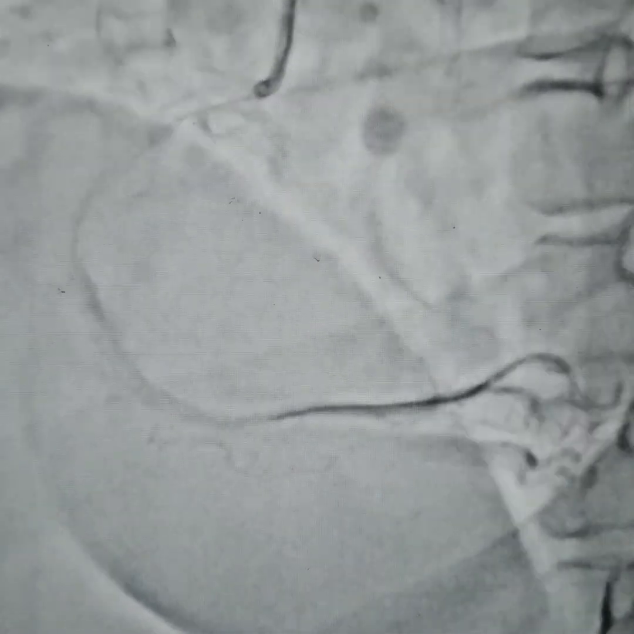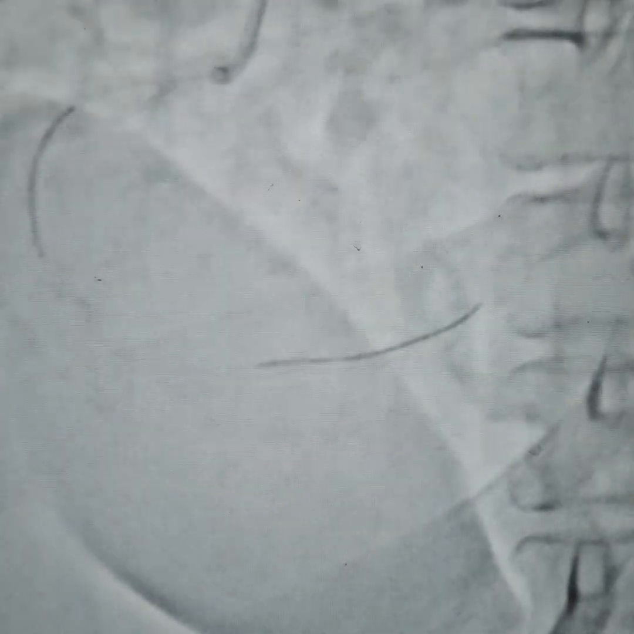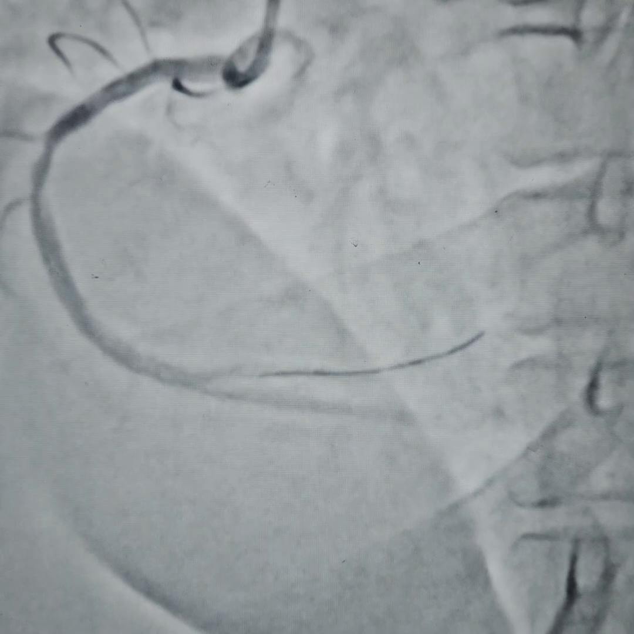So we wired the RCA. We used a BMW wire, a PTCA wire, 0.014 inch, and we're doing a direct stenting here. It is very important to note that we're doing all this via the right radial artery route, and 4.5 years ago we also did the angioplasty by the right radial artery route, and she's a female patient.